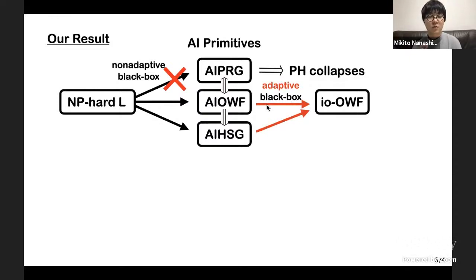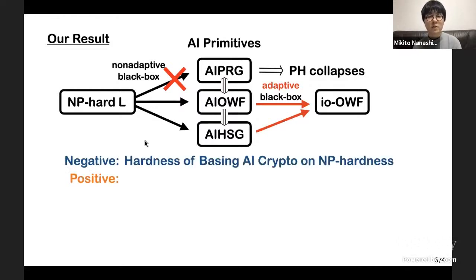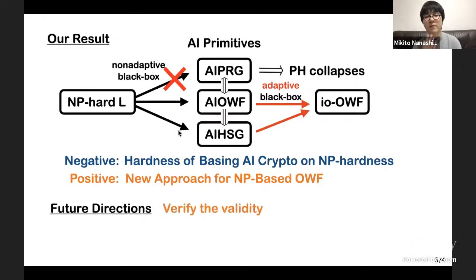And in fact, this is not strong enough to exclude such a non-adaptive black box reduction, and it has 2 opposite interpretations. So negatively speaking, this can be regarded as a hardness result for getting such a non-adaptive black box reduction. But positively speaking, this can be also regarded as a new approach for NP-based one-way function, because to construct one-way function, all we have to do is to construct AI primitives via very simple security reduction. And that's why I guess the important question, future direction, is to verify the validity of this positive perspective.